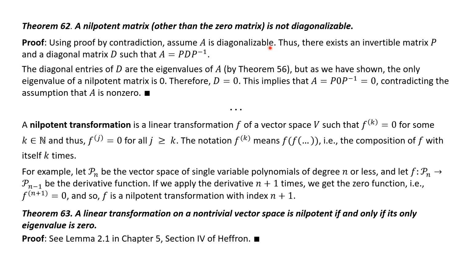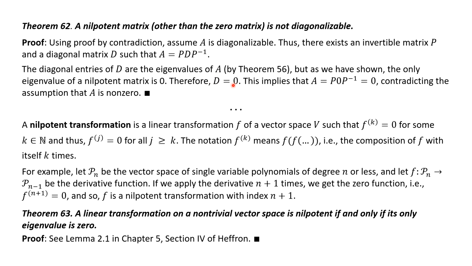By definition, there exists an invertible matrix P such that A = PDP^(-1). The diagonal entries of D are the eigenvalues of A. That was from Theorem 56, where we proved that similar matrices have the same eigenvalues. But as we have shown in the last slide, the only eigenvalue of a nilpotent matrix is 0. Therefore, D is the zero matrix.